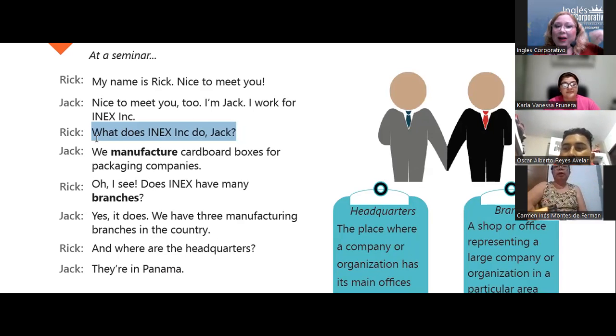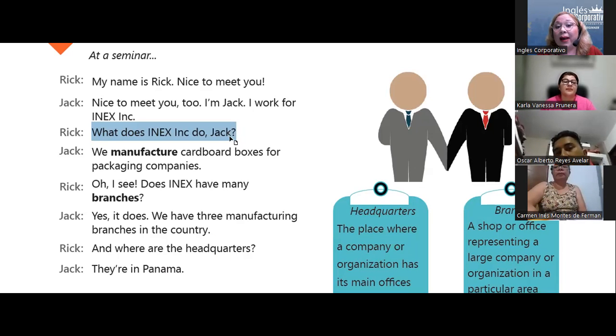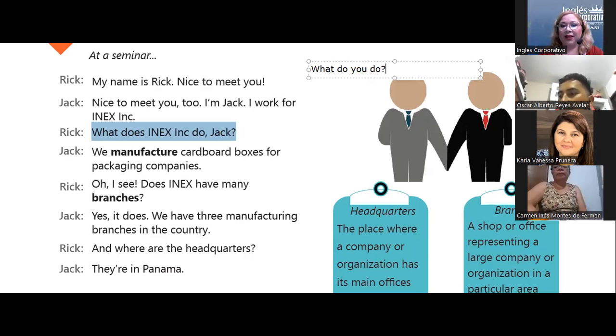Okay, ahora, vamos al punto. What does INEX Incorporated do? Vamos a ver. ¿Cuál es la forma de contestar esta pregunta? ¿Se recuerdan cuando empezamos los módulos? Preguntábamos, what do you do? ¿Right? ¿Sí? Preguntábamos, what does Maria do? ¿Right? ¿Yes?